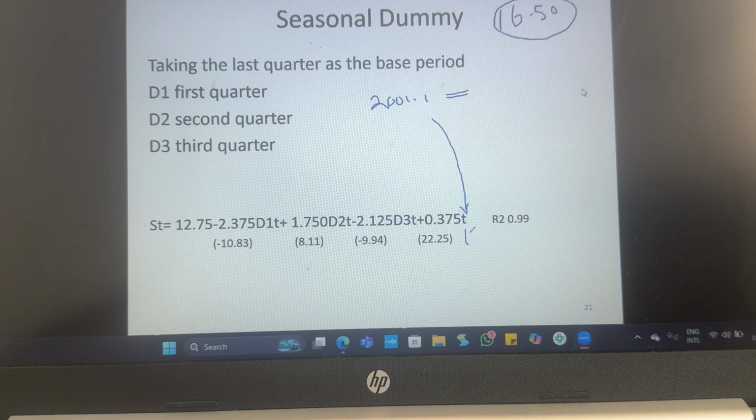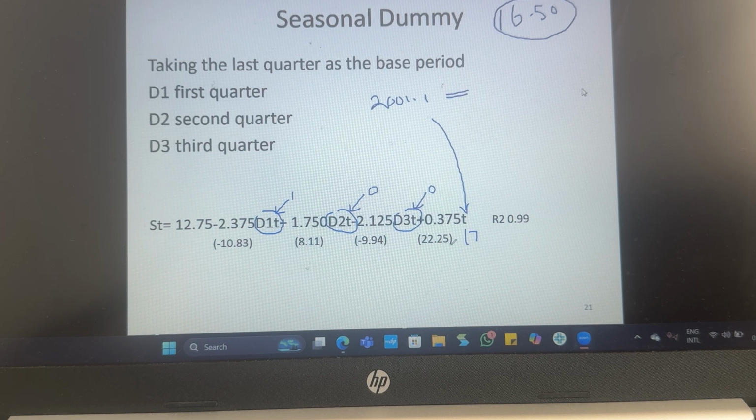17. Yeah, 17. And what is the number that you need to put here? The dummy, 1. This is the first quarter dummy, 2001 first quarter, so 1. What is the number that you need to put for the second dummy? 0. And for this one, 0. And see the number after adding all these numbers.